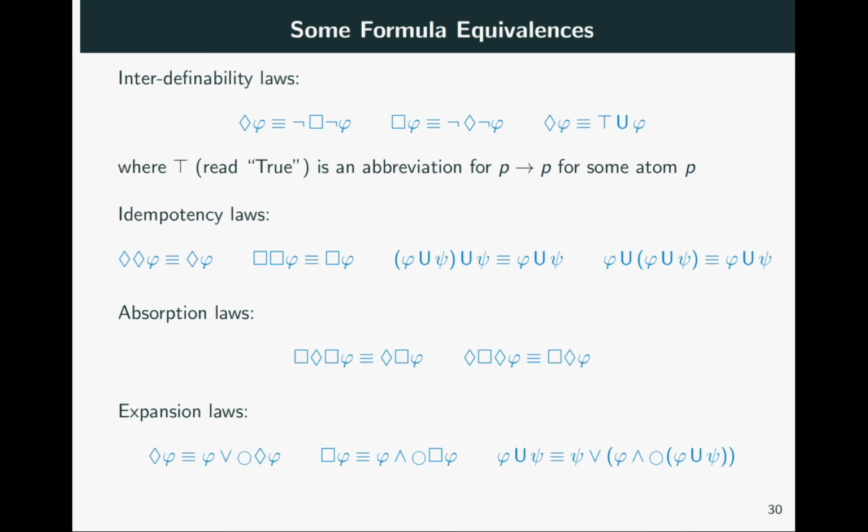Note that the ideas behind the expansion laws for eventually and until are similar. There is some potentiality of something holding at some point, some promise of something holding at some point, and we split in two cases. Either this happens now or things are postponed till next time.